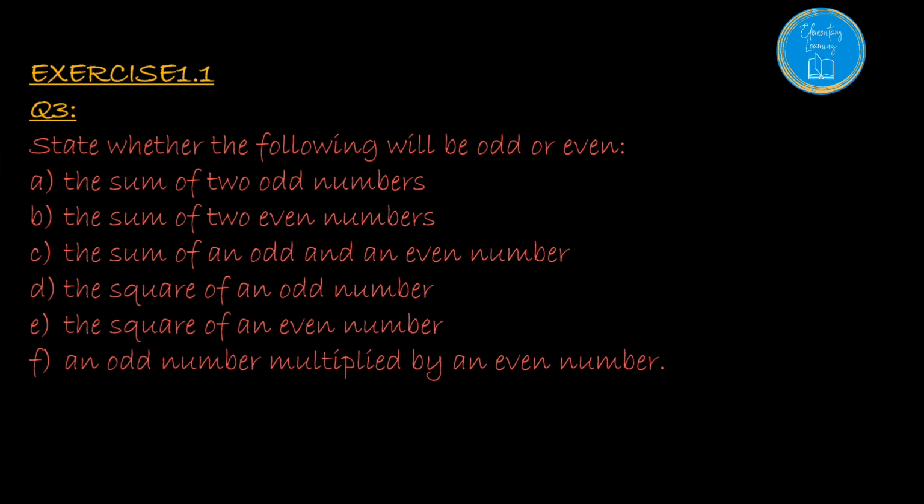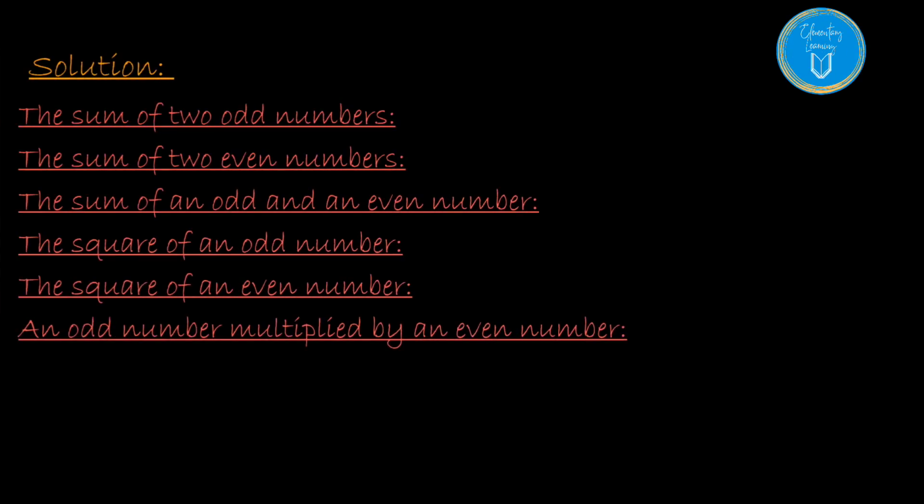Part D, the square of an odd number. Part E, the square of an even number. Part F, an odd number is multiplied by an even number. This exercise is related to the properties of even and odd numbers, which we have discussed before. So the answer will be, the sum of two odd numbers will be an even number.